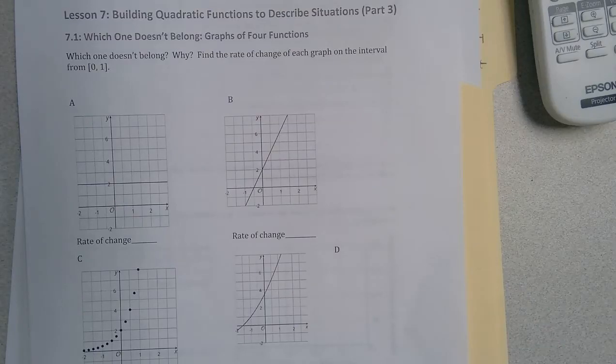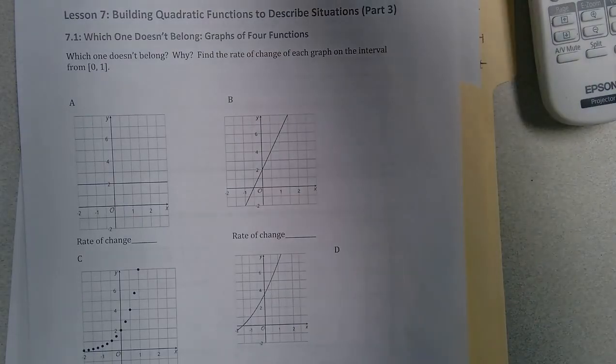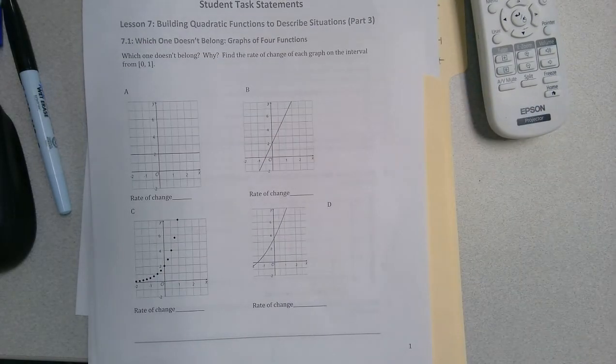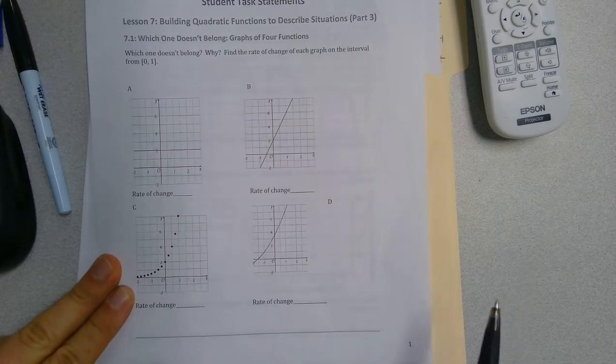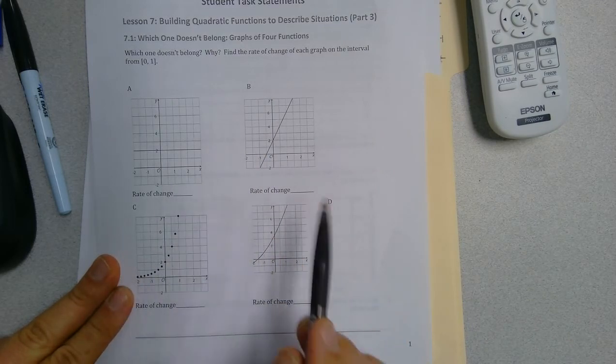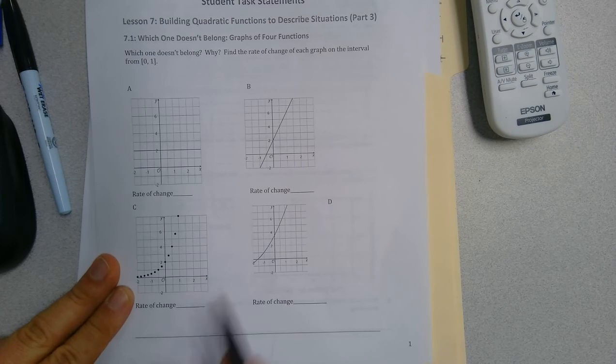Ladies and gentlemen, we're on Unit 4, Lesson 7, and this is Building Quadratic Functions to Describe Situations, Part 3, or just modeling quadratic functions with story problems. Our warm-up is a which one doesn't belong and why. So if you just look at the graphs, you have to pick which one doesn't belong and then why.